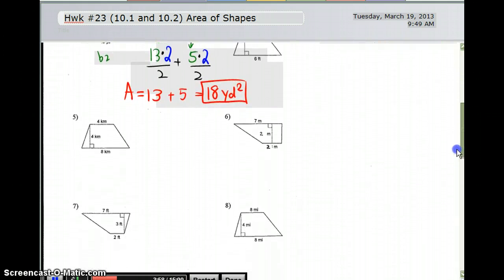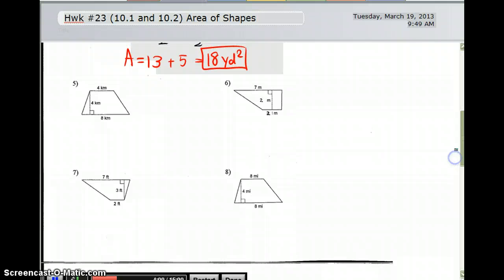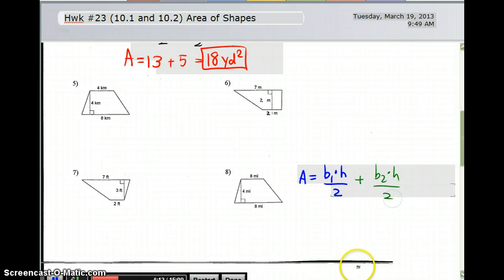Try the rest by yourself. I'm going to try number 8 with you. And I'm going to again work out base 1 times height divided by 2 for the first triangle, added with base 2 times height for the second triangle. If I really want to split it up and actually see the triangles, I could do that.